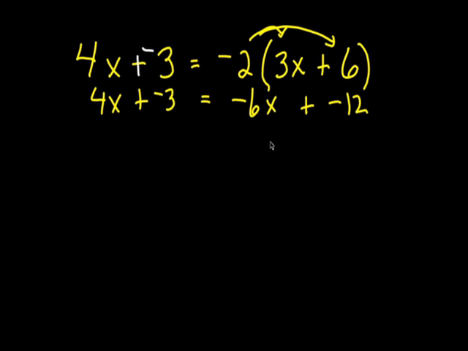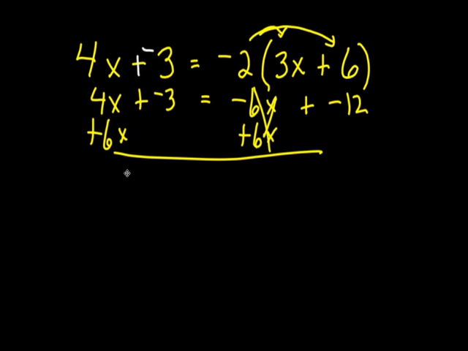And a variable term and a number term, can't combine those. So I have variables on both sides. I'm going to get this negative 6x over here. So the opposite of negative 6x is positive 6x. They cancel. I'm left with 10x plus negative 3 equals negative 12. And there's my two-step equation.